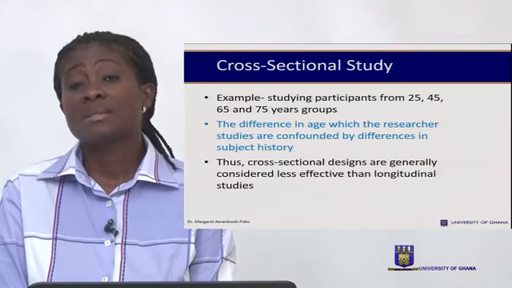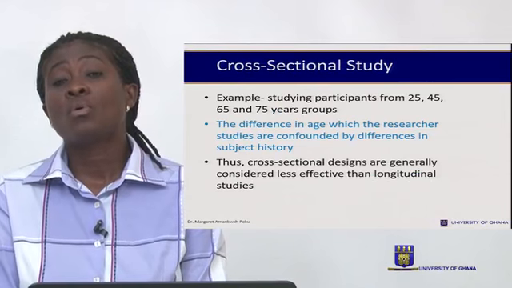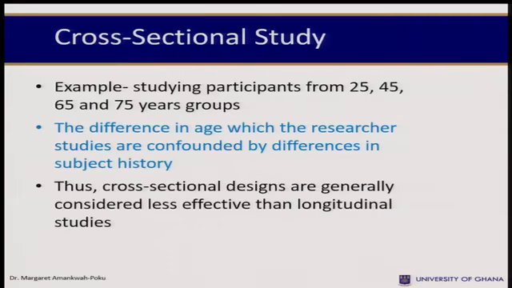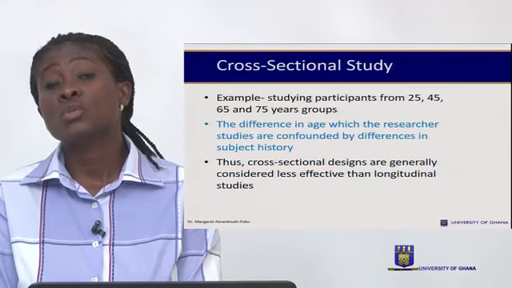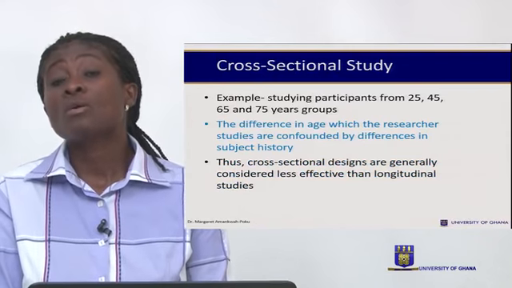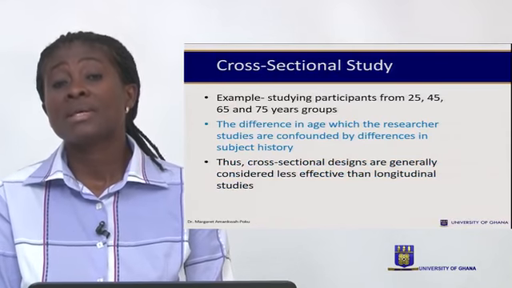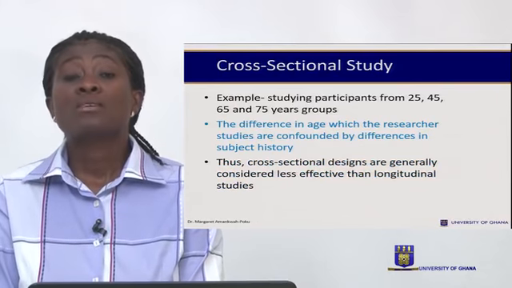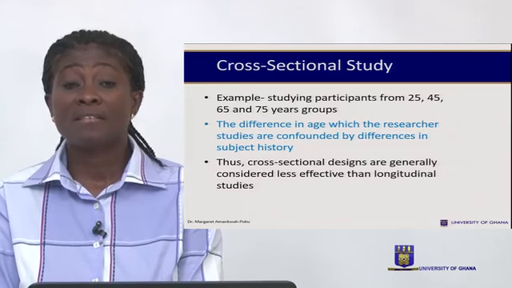So what this means is that if you are studying people of different ages, because they belong to different cohorts, so people who are 25 years differ from people who are 75 years because they belong to different generations. So their perceptions about certain issues may vary because they belong to different generations, and that can affect the outcome of the study. And that is what we refer to as cohort effect.